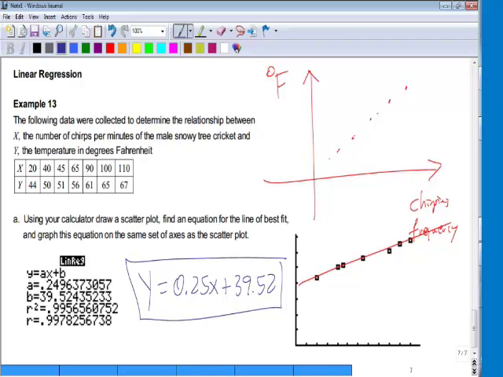If the R were close to 0, it would just mean that the points are all over the place, and it doesn't look like there's any straight line that really even comes close to modeling this situation. If the R is close to 1, it means there's a really strong linear relationship between them.